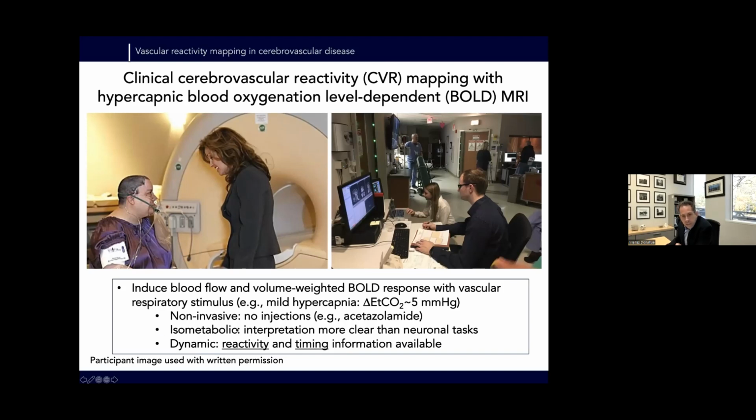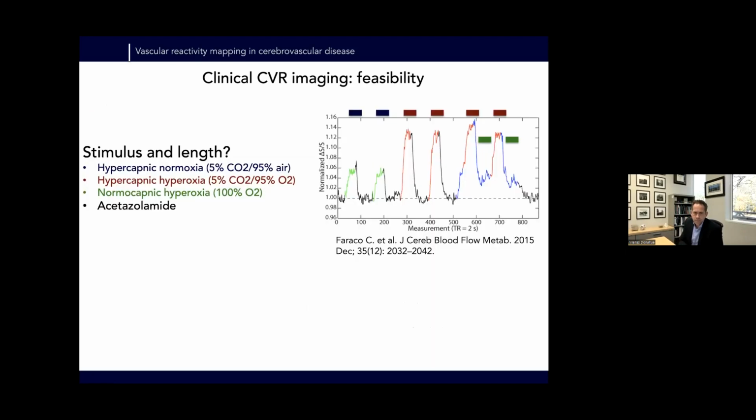It's also largely isometabolic, so that means that you don't have to worry about neuronal activity changes and that sort of thing. You're mostly looking at vascular compliance when you change the CO2 in the blood. And then also it's dynamic. So you also heard about this in the last talk, and I totally agree with that. You not only are able to look at the reactivity, but you can look at how long it takes for those vessels to dilate and to constrict.